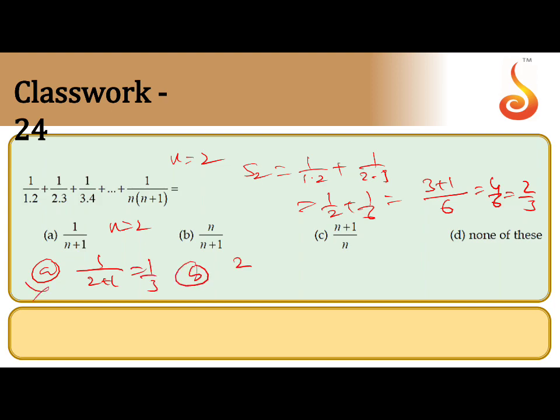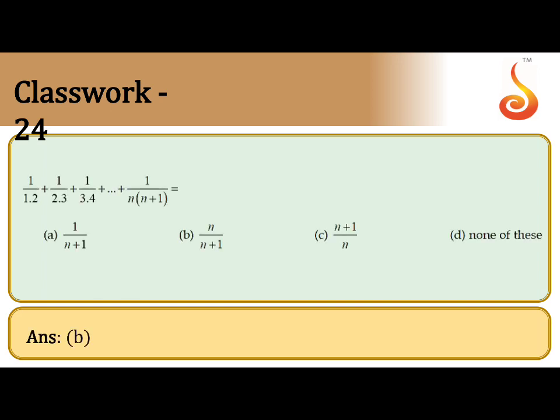B is n by 2 plus 1, with n equal to 2. That is 2 by 3. This is matching. So check C also. So n equal to 2, n plus 1 by 2, that is 3 by 2. But we want 2 by 3. Option B is correct only. That's it to solve the questions here. I hope this is clear. It's the most important model. Definitely they will ask one question from this model in the exams.